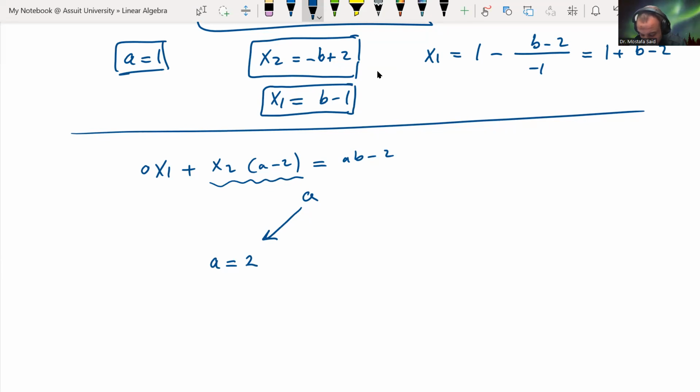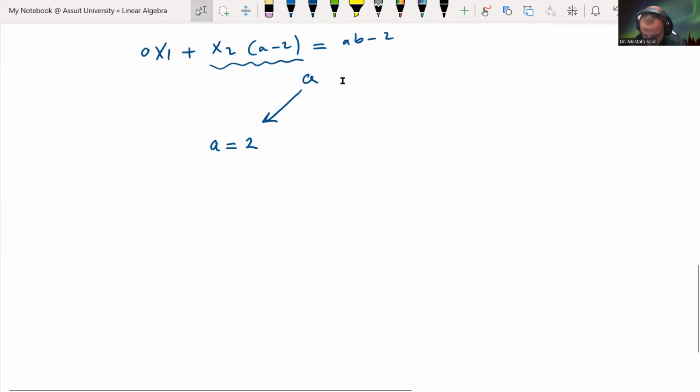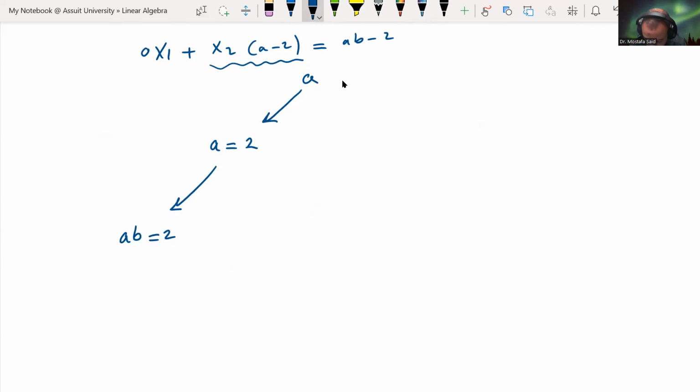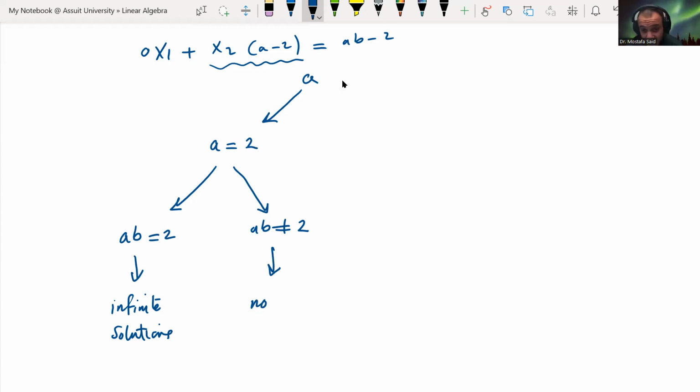If you assume a equal to 2, then you have another 2 cases. The first case, ab equal to 2, will give you infinite solutions, many solutions. If you assume that ab doesn't equal 2, that's a problem, because you're going to have 0x1 plus 0x2 equal to something, like 0 equal to 4, for example. That doesn't make sense. It's an inconsistent equation, a wrong equation, and from that we get the no solution case.